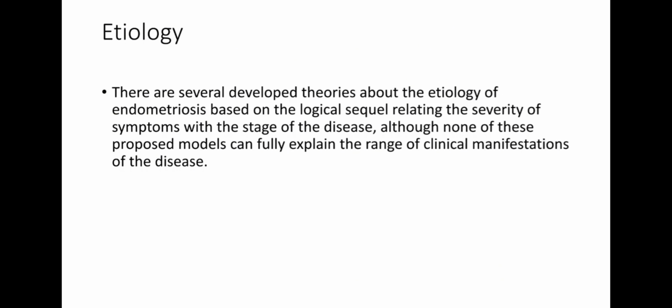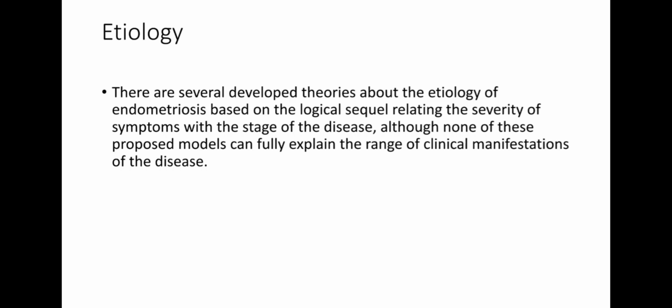Etiology. There are several developed theories about the etiology of endometriosis based on the logical sequel relating the severity of symptoms with the stage of the disease. However, when we look at the proposed models, none of them can fully explain the range of clinical manifestations of the disease. The most widely plausible theory is Sampson's assumption, which states that viable cells in the peritoneal fluid with retrograde menstruation can implant, grow, and infiltrate the peritoneal cavity.